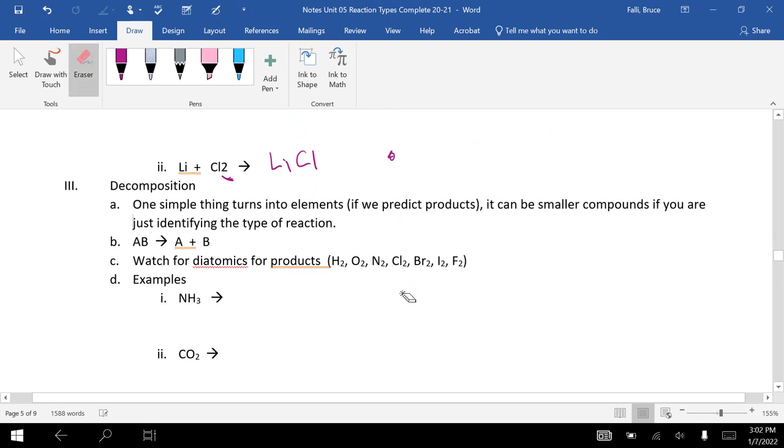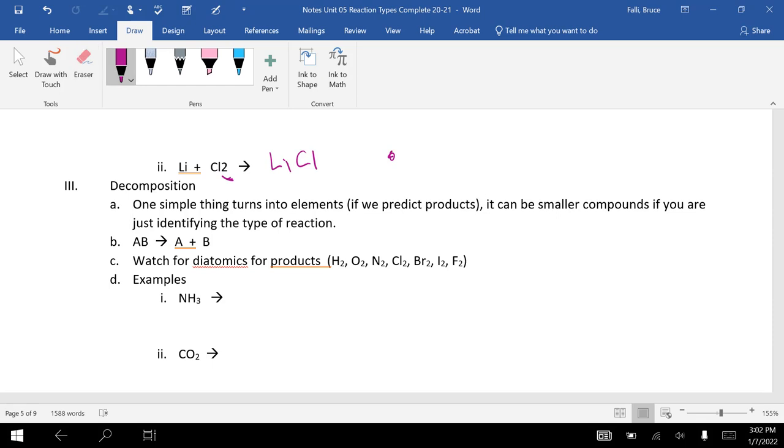Okay, decomposition. One simple thing turns into elements if we predict the products. It can be other things, but for us, one simple thing falls apart. It can be smaller compounds if you're just identifying the type of reaction. But for us, it's going to be an element. A compound turns into an element. Compound, two things bonded, element, element.